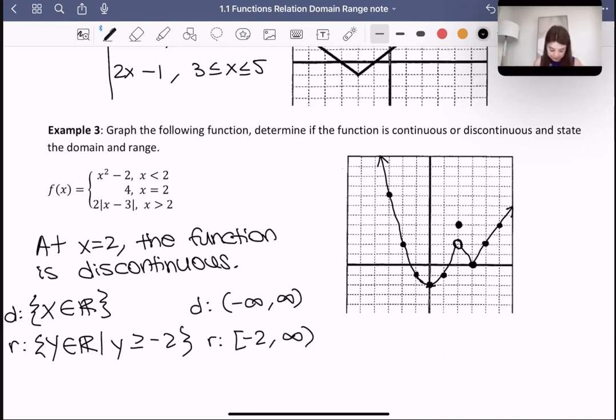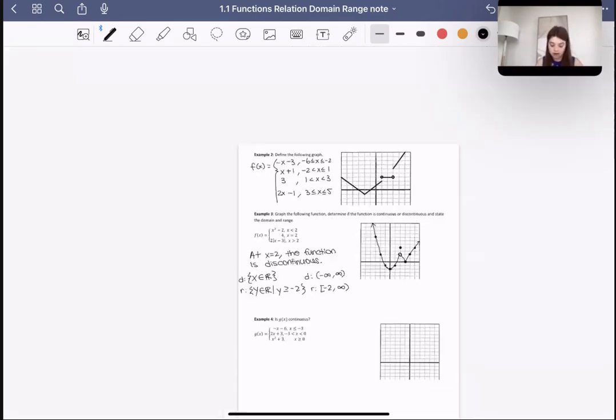Good. Okay. So yeah, I think that's the full question because we graphed it. We said that the function was discontinuous at x equals 2. So we said discontinuous and we stated domain and range in two different ways. So I think we are good. We have that one covered.